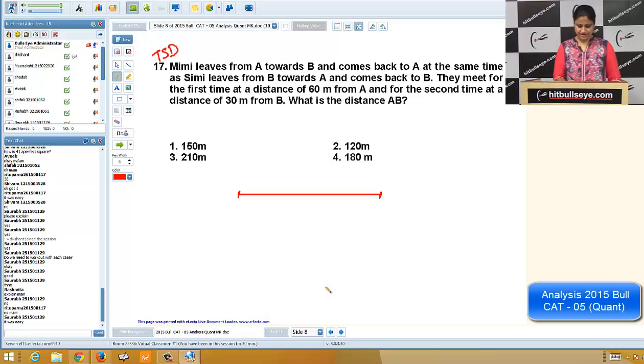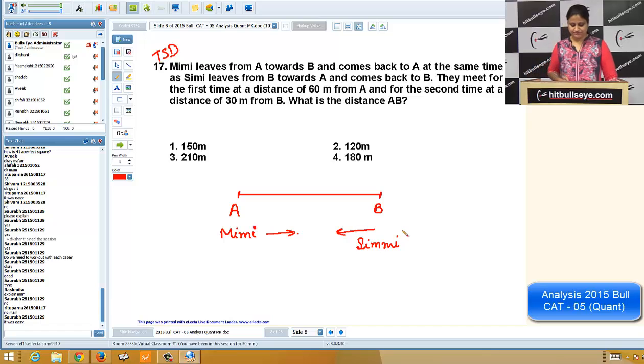Mimi leaves from A towards B, comes back to A at the same time as Simi leaves from B towards A, and comes back to B. They meet for the first time at a distance of 60 meters from A. Let this be the first meeting point. And this distance is 60.